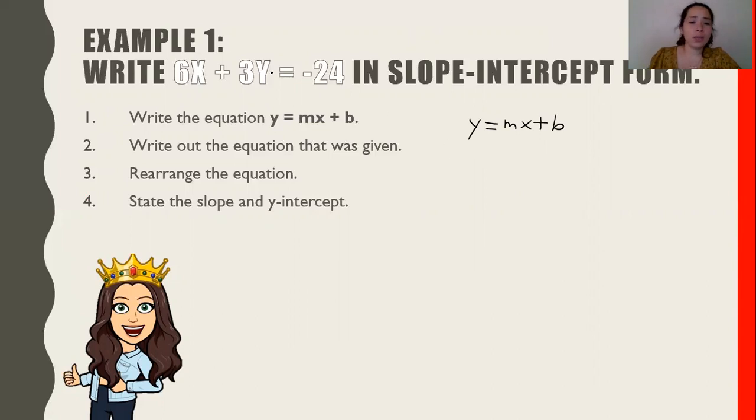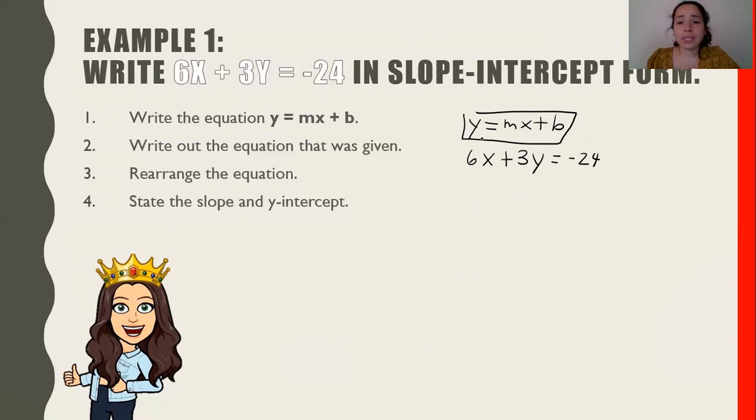So the equation that was given is this one up here at the top. It was 6x plus 3y equals negative 24. Notice that these don't match yet. Look at where the x is and look at where the y is. They're not in the same place. We want them to be in the same place as this. This is what we're trying to create.